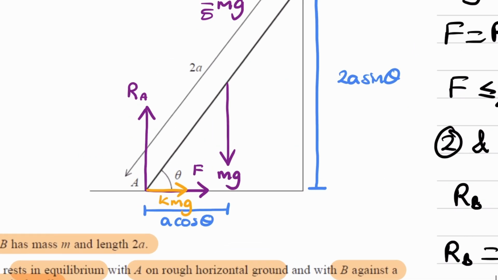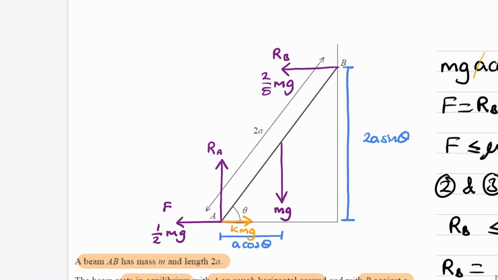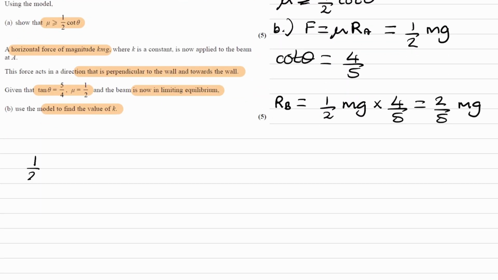So let's change the position of that F. That now acts towards the left, and we know its magnitude is a half mg. And now, from this new force diagram, we can consider the horizontal forces and then work out what kmg is. We have 2/5 mg going towards the left, a half mg going towards the left. Both of those two forces towards the left will equal kmg towards the right. So that's a half mg plus 2/5 mg is kmg. The mg's all cancel out, and then k is equal to a half plus 2/5, which is 9/10.